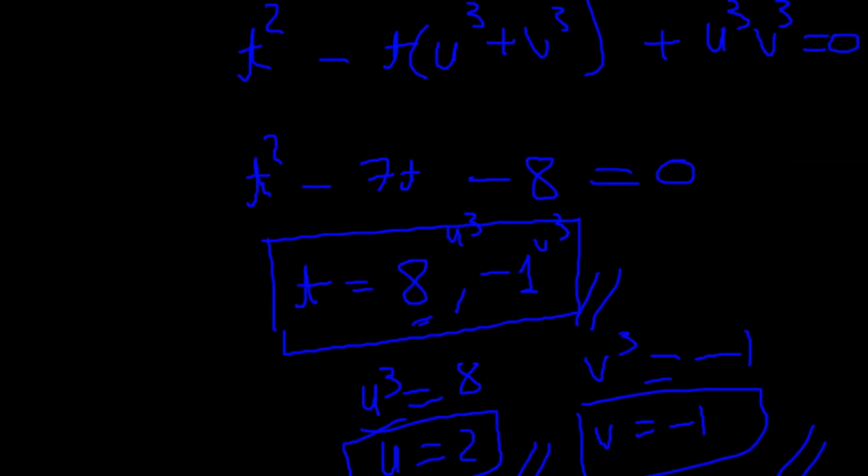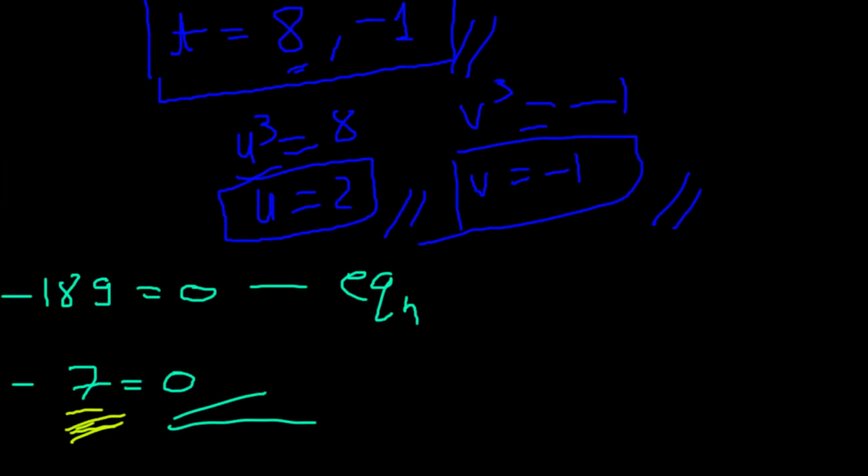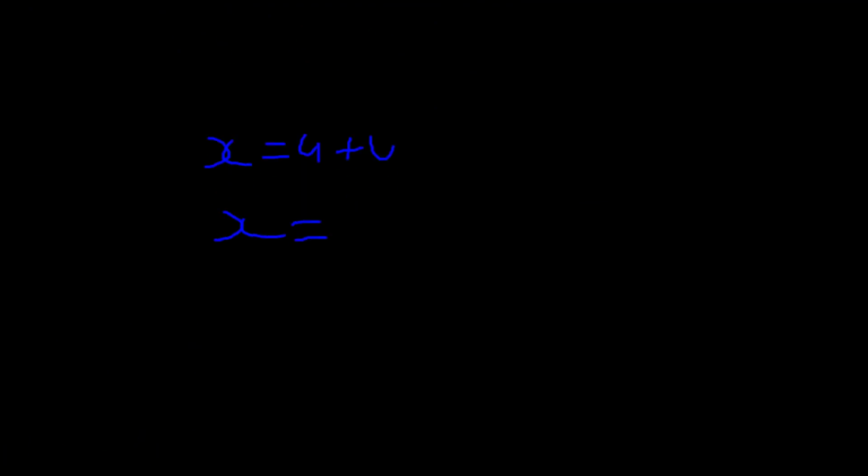Okay, x equals u plus v. Just put the value of u plus v here. The value of u is 2, the value of v is minus 1, so x equals 1. We got the value of x.